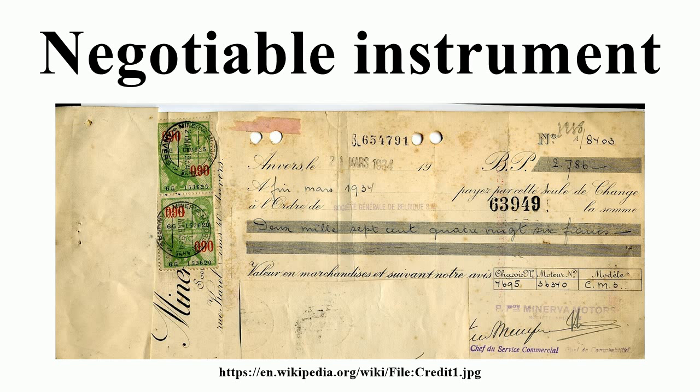History. Common prototypes of bills of exchange and promissory notes originated in China, where special instruments called feitian were used to safely transfer money over long distances during the reign of the Tang dynasty in the 8th century.